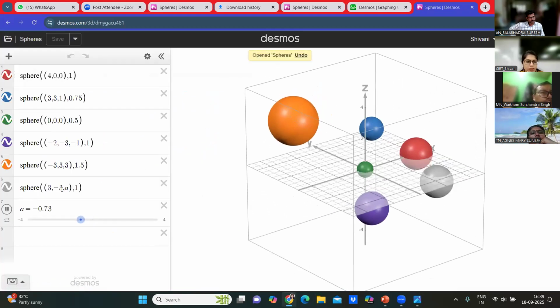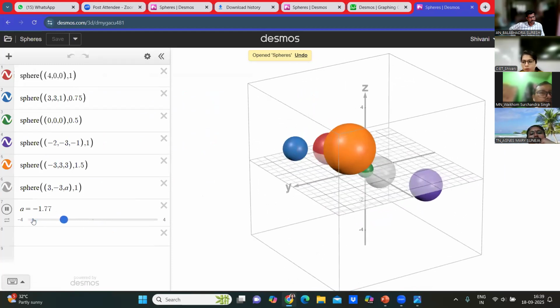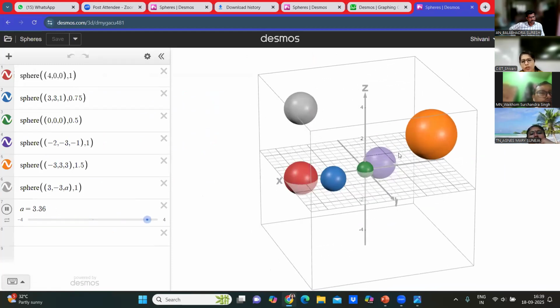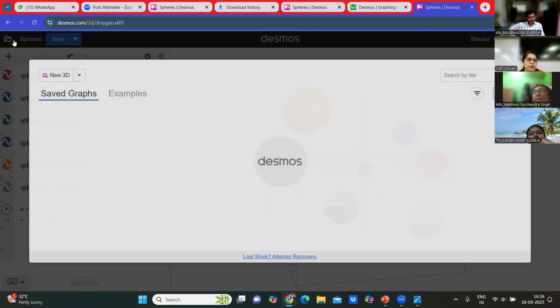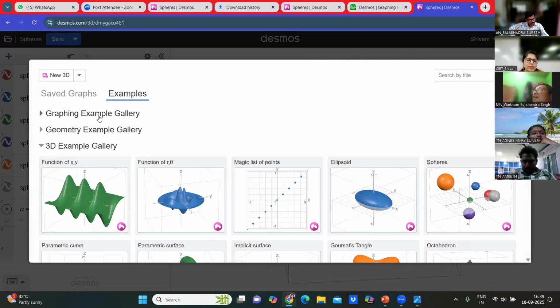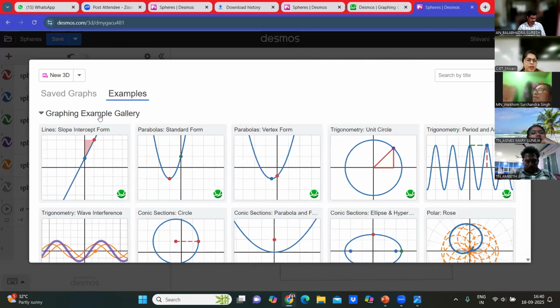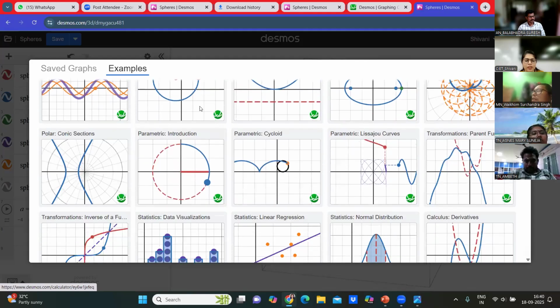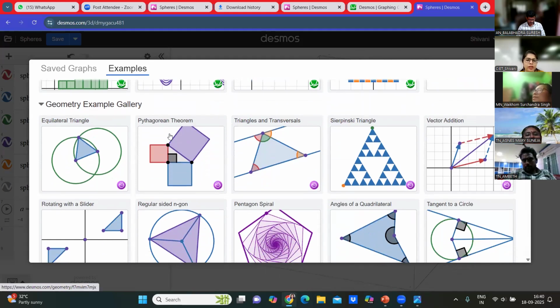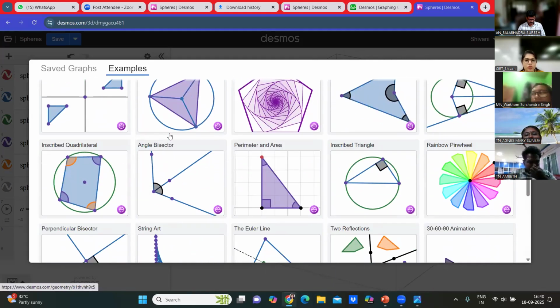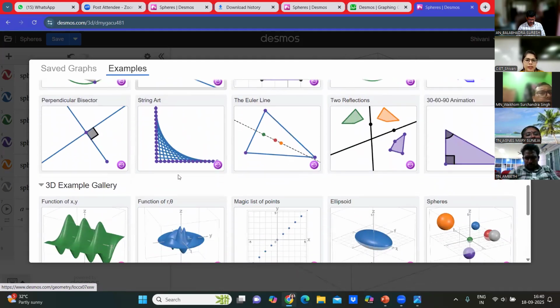This is the sphere. You can see I have put one slider on A, and you can see that it is moving in the direction. When you click on this example part, you can see there are three examples given in the graphical example gallery. There are many examples of graphs given in this section. You can explore it by yourself. When you come to the geometry tool, many geometrical experiments are given: what is the parabola, what is the area, what is the perimeter, angle bisectors, all the things are given.